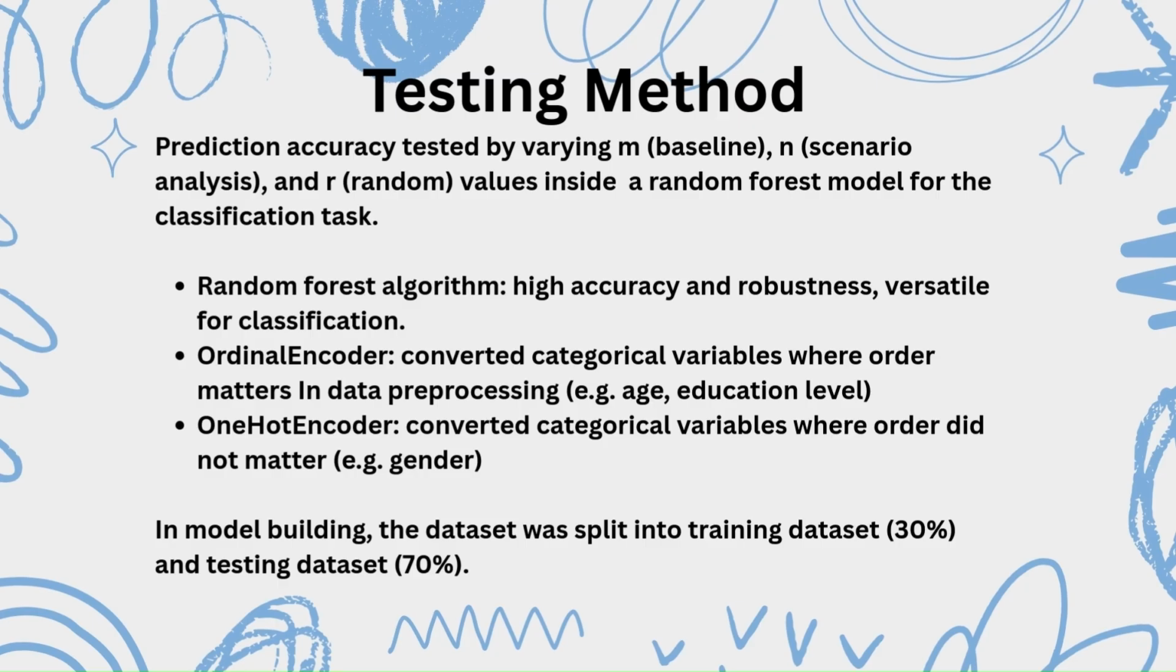Before training the model, we preprocessed the data carefully. For variables that had a natural order, like age and education level, we applied an ordinal encoder. For variables without an order, such as gender, we used a one hot encoder. Once the data was ready, we split it into a training set and a testing set, with 30% used for training and 70% used for testing. This setup helped us ensure that the model would perform well on new and unseen data.